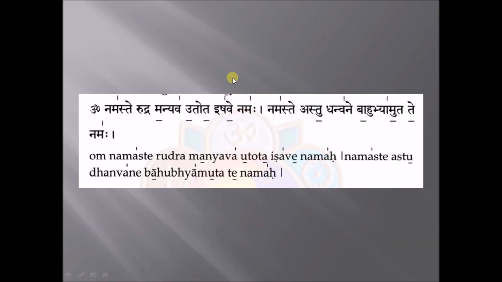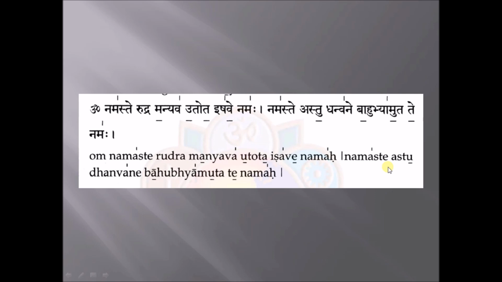So let's look at examples. We see manyava utota, two joining vowels. Manyava ends with the vowel a, and utota begins with the vowel u. This is where we apply the rule. When we recite, it should be something like: Om Namaste Rudra Manyava Utota Ishave Namaha.